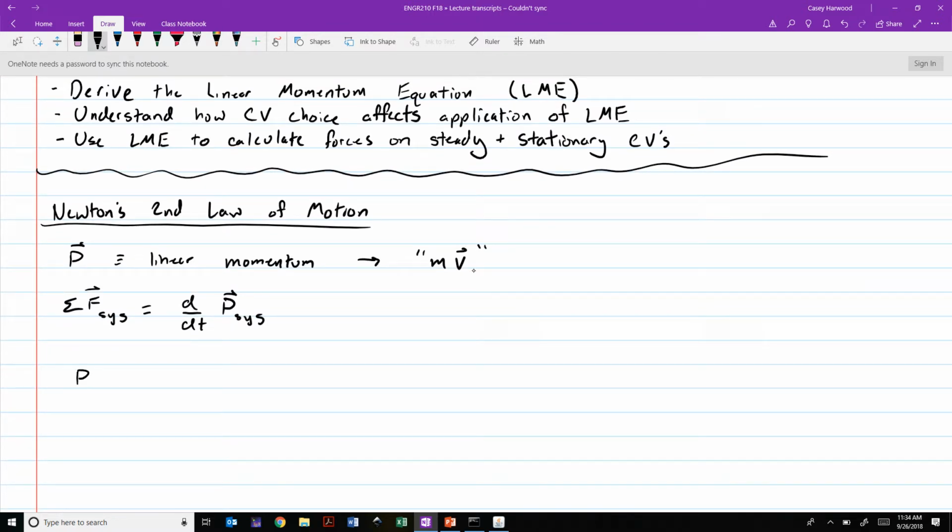So in this case, we would say that P of a system is equal to the integral over that system of V times little bits of mass, or the integral over the volume of that system of V times rho dV.